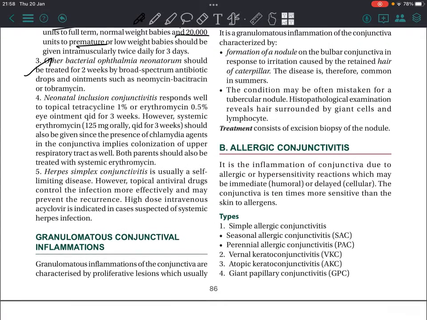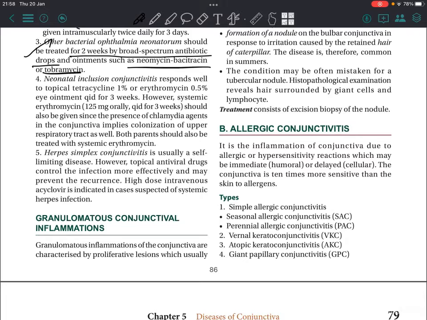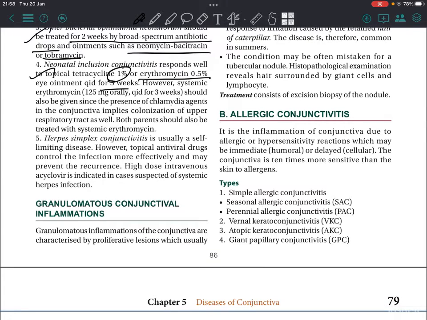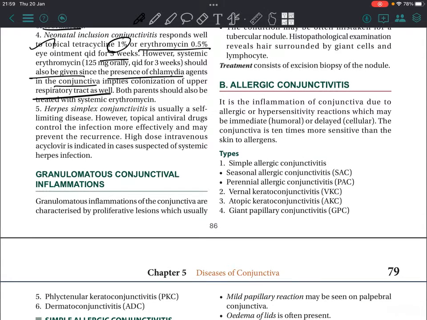Other bacterial ophthalmia neonatorum should be treated 2 weeks with broad spectrum antibiotic drops and ointments such as neomycin, bacitracin, and tobramycin. Neonatal inclusion conjunctivitis responds well to topical tetracycline 1%, erythromycin 0.5% ointment QID for 3 weeks. However, systemic erythromycin should also be given since presence of chlamydial agents in conjunctiva implies colonization of upper respiratory tract as well. Herpes simplex conjunctivitis is usually a self-limiting condition. However, topical antiviral drugs control the infection more effectively and may prevent the recurrence. High-dose intravenous acyclovir is indicated in cases suspected of systemic herpes infection.